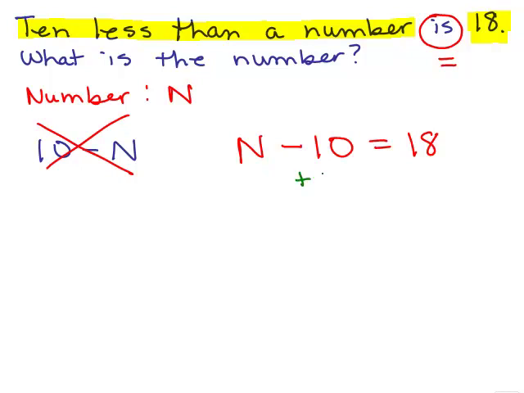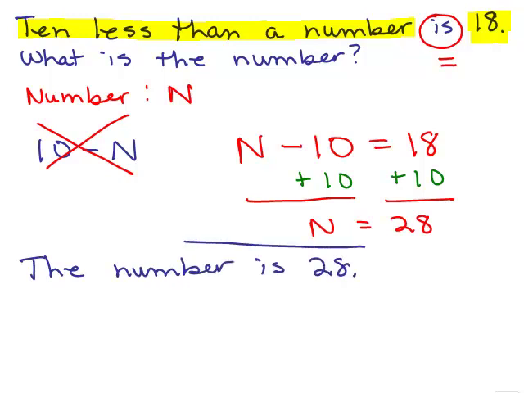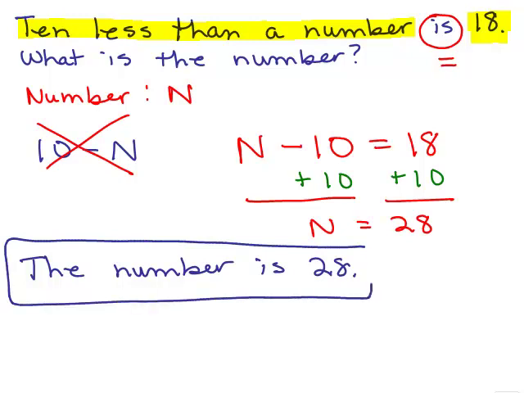All right, so now we need to solve the problem. Let's add 10 to both sides to solve for n. So we get n equals 28. Now remember, this is a word problem. We don't write n equals 28. Look at the word problem. It does not say find n. It says what is the number? So let's write that down. The number is 28. Now I know I haven't checked it yet, so this might not be correct, but I'm hoping it's correct. So let's do a little check.